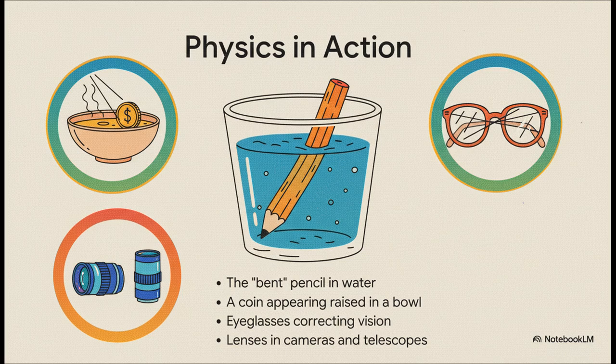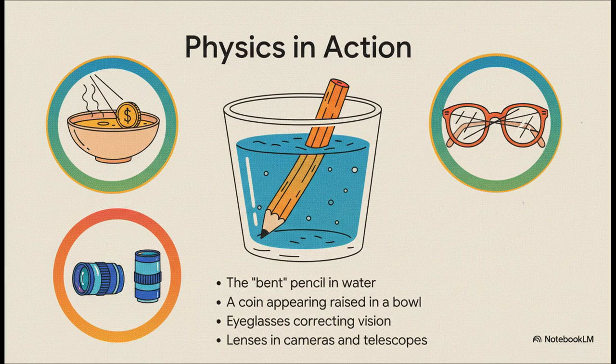The light coming from the part of the pencil that's underwater has to travel from water to air to get to your eyes. As it does, it bends. This makes it look like it's coming from a shallower spot, which is why the pencil looks broken. It's the same reason a coin in a fountain looks closer than it really is.